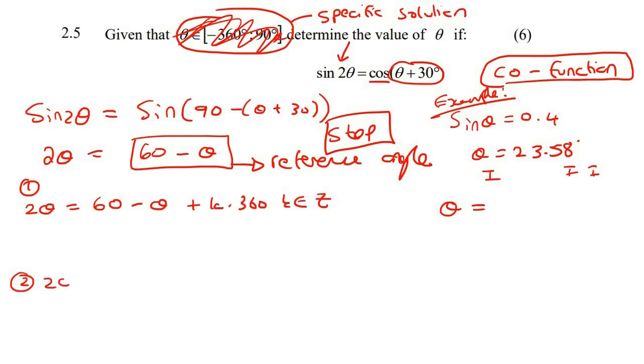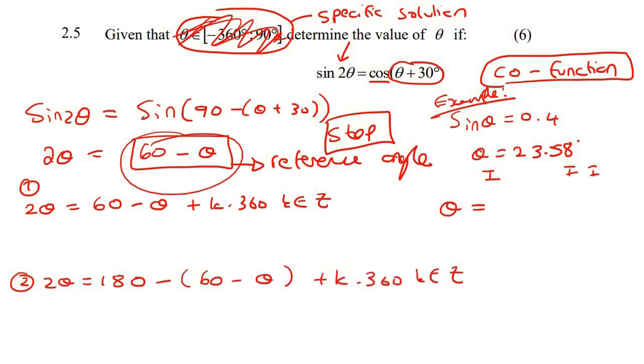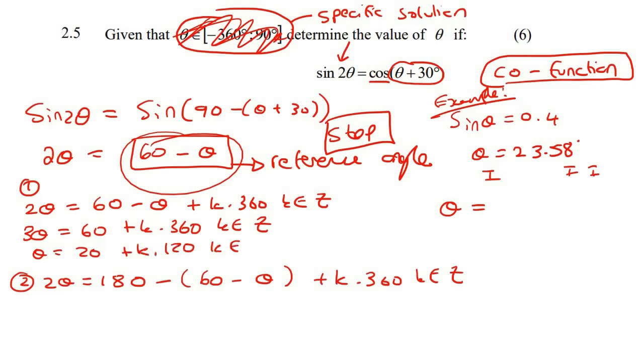In the second quadrant, you always start with 180 minus. Then what do you minus? Your reference angle, right? There we go. Go ahead and now simplify. So we can take this theta over, which becomes 3 theta. And so you end up with theta equals 20 plus k times 120, k is an element of z.